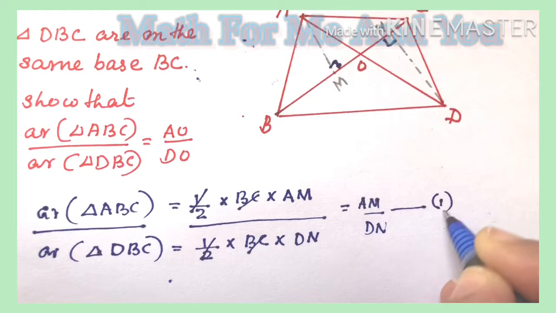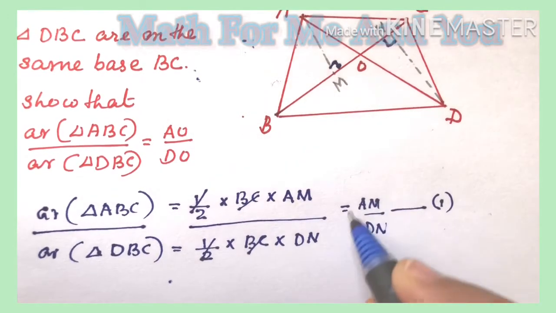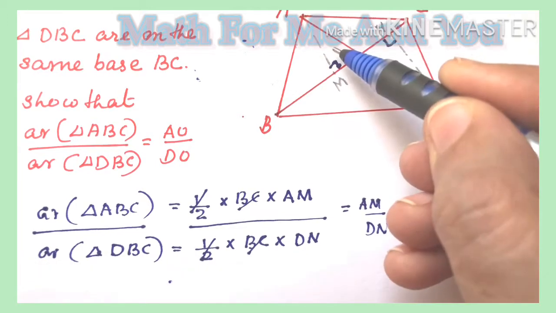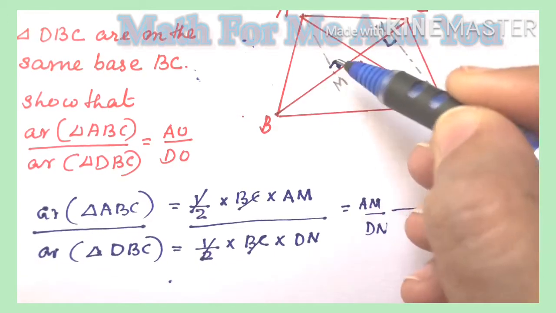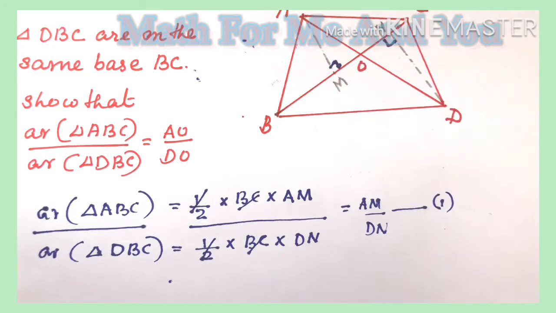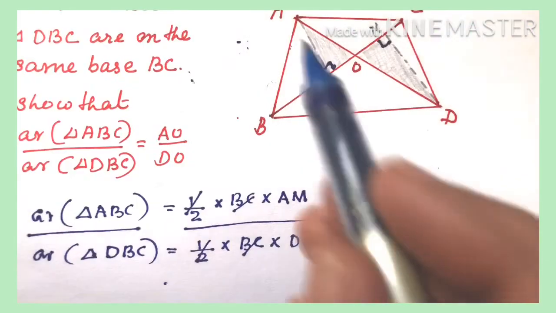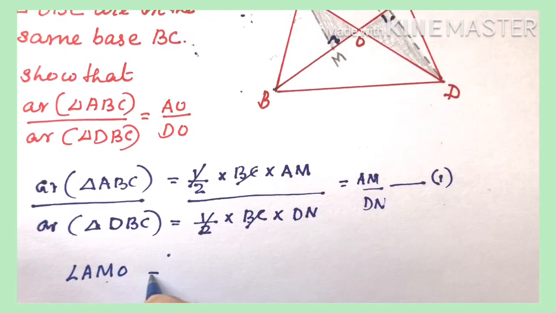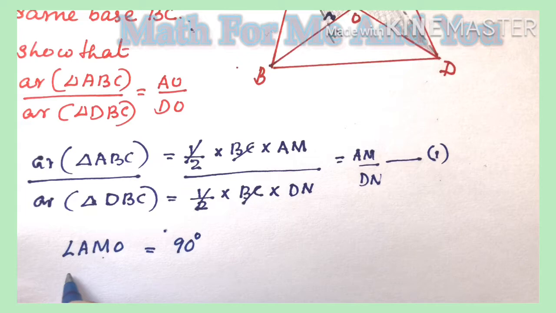What are AM and DN? We don't know. What is AM by DN? We can find it using the smaller triangles. See, I have shaded them, and you can see the triangles AMO and DNO. They are right triangles. And what are the right angles? Angle AMO is 90 degrees. Also angle DNO is 90 degrees.